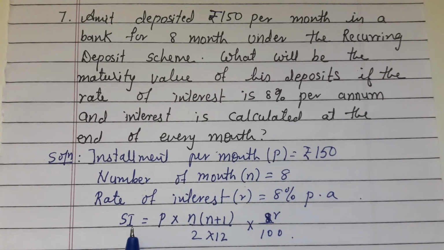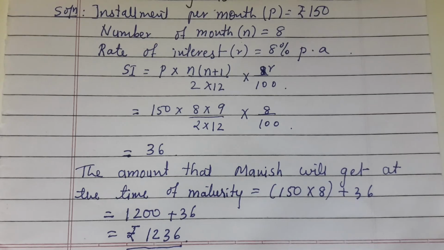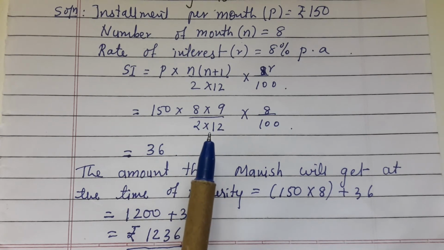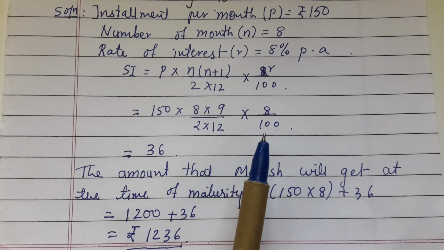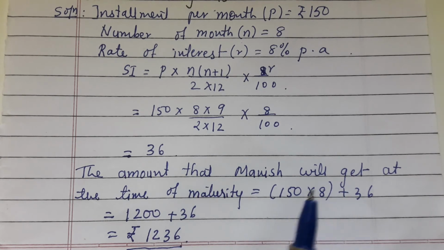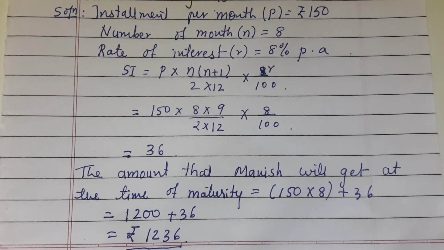Write the formula. Interest is equal to P into n into (n plus 1) upon 2 into 12 into R upon 100. That is equal to 150 into 8 into 9 upon 2 into 12 into 8 upon 100, equal to 36. The amount that he will get at the time of maturity is equal to P into n plus interest, 150 into 8 plus 36, 1,200 plus 36, that is rupees 1,236.